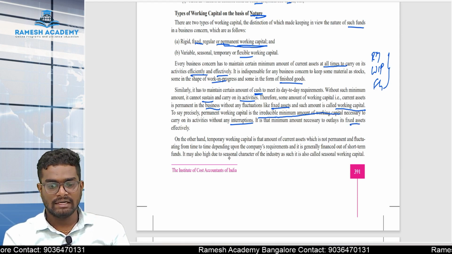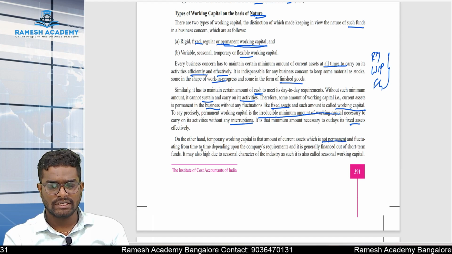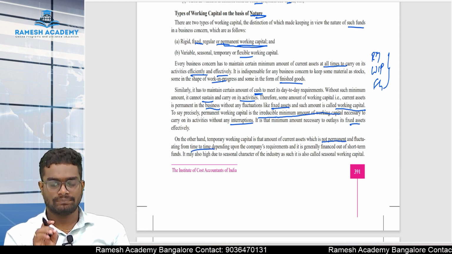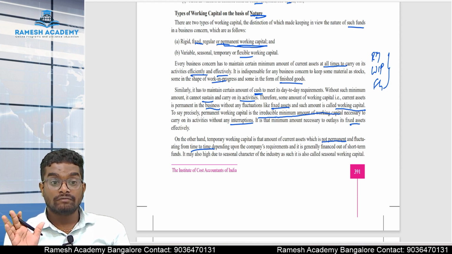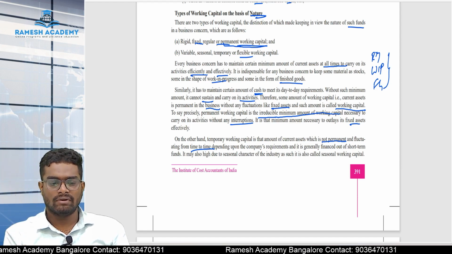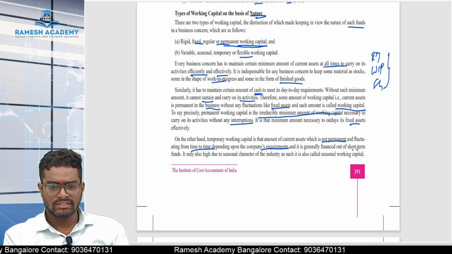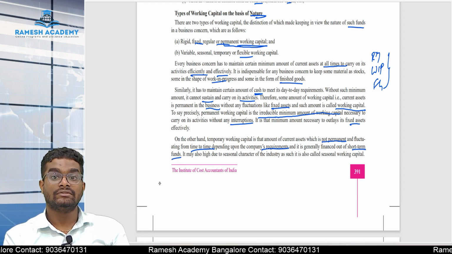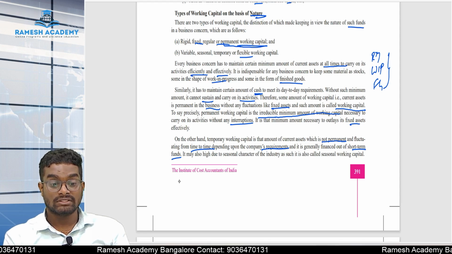On the other hand, temporary working capital is the amount of current assets which is not permanent and fluctuates from time to time. Permanent means it will not fluctuate, and here it is fluctuating because the requirements may go up or down based on market conditions and the company's requirement, and generally it is financed out of short-term funds. So this non-permanent or temporary working capital is always financed out of short-term funds.